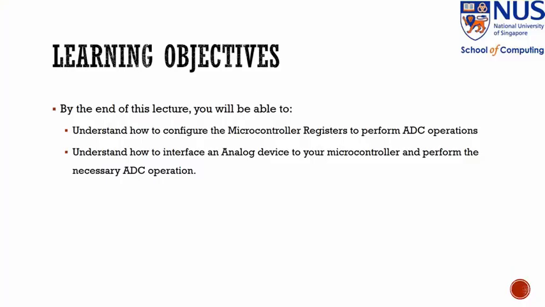In this lecture, we aim to fulfill two objectives. Firstly is to understand how we can configure the microcontroller registers to perform the necessary ADC operations. And next is how we can interface an analog device to our microcontroller and actually see the ADC operation taking place and how we can interpret the values that we can get. So these are the two main objectives of this e-lecture as well as the studio in week 8.